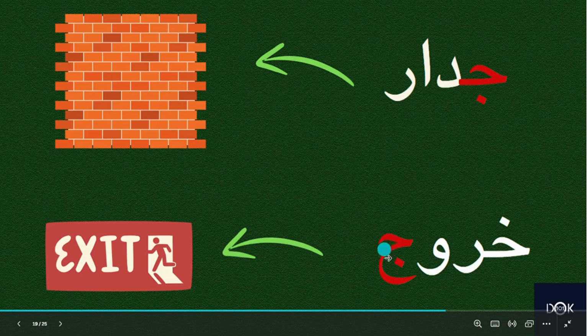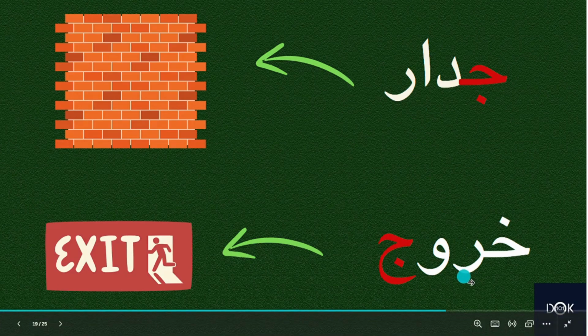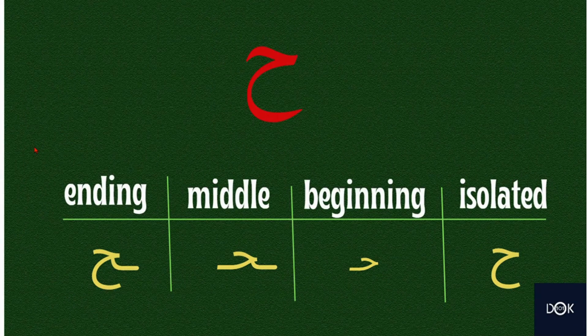Just like I told you that Jim could appear in an isolated form at the end of a word, here we see that Jim is at the end of the word and is in an isolated form. So Jim, J, Jidar, Khuruj. That's it for Jim. Alright, so the next letter is Ha.